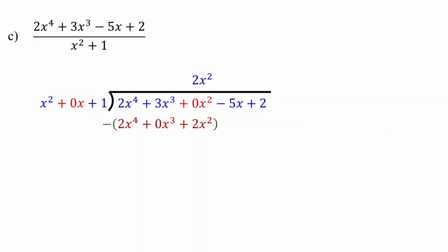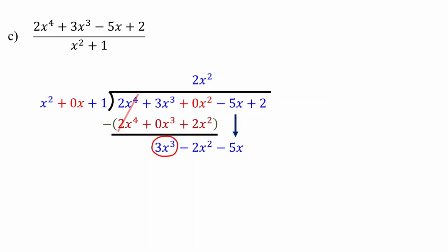Then, subtract. The first terms cancel out. 3x cubed minus 0x cubed is 3x cubed. 0x squared minus 2x squared is negative 2x squared, right? Then bring down the next term. Now, repeat the three steps until the degree of the remainder is less than the divisor.